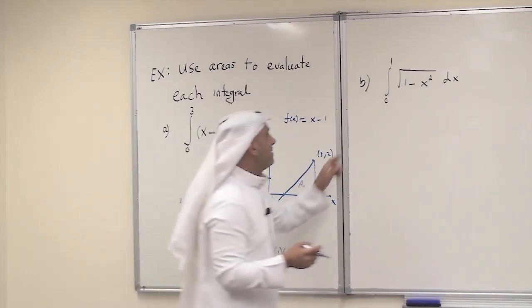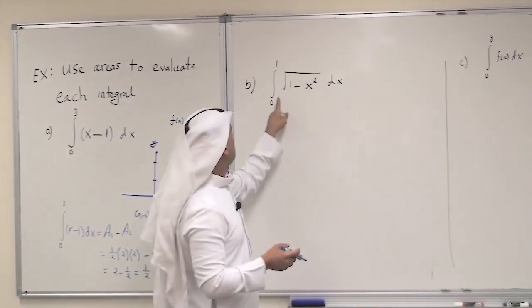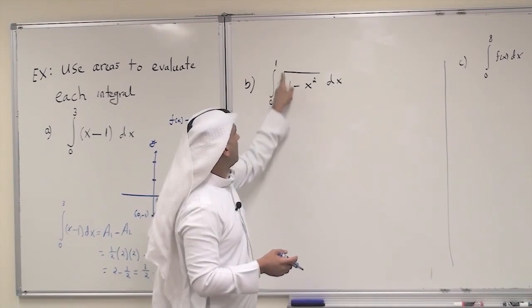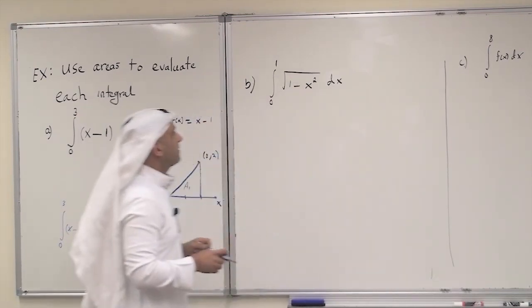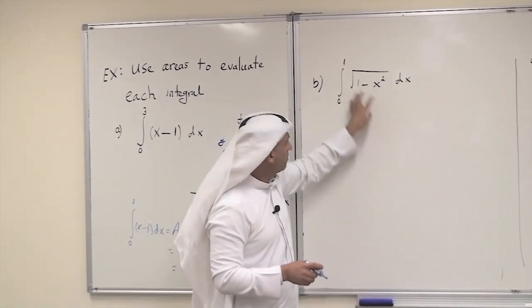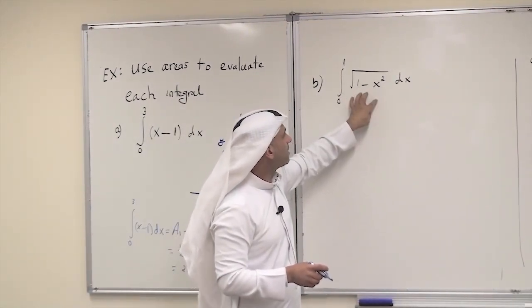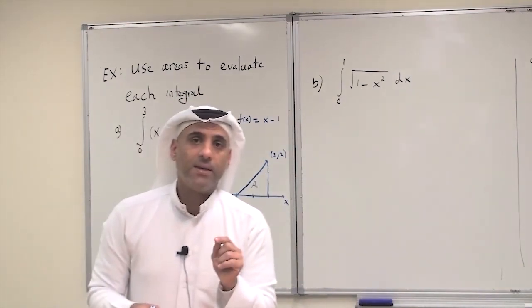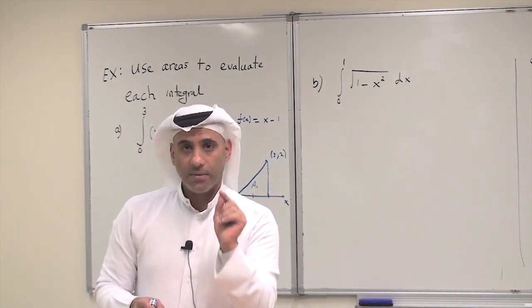Another interesting question is this: the integral from 0 to 1 of the square root of 1 minus x squared dx. This question can be solved using geometry. It can be solved later by something called trigonometric substitution. But for the time being, we need to solve it in terms of areas.